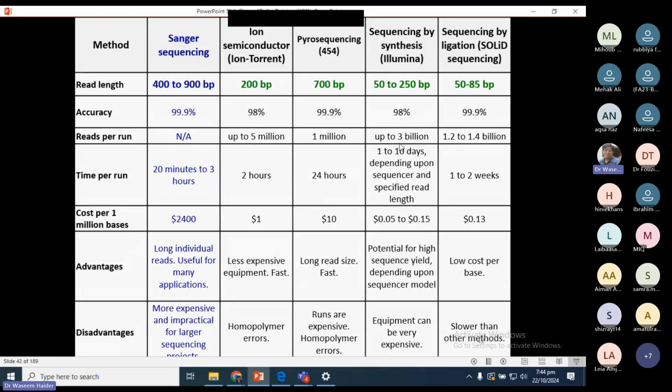So obviously 10 days for high seek at full capacity, maybe 1 to 2 weeks. Cost per 1 million bases, $2,400. So if your data is big, cost is heavy, so we won't recommend it. Cost is 5 cents to 15 cents, 13 cents. Advantage is longer individual reads, useful for many applications.